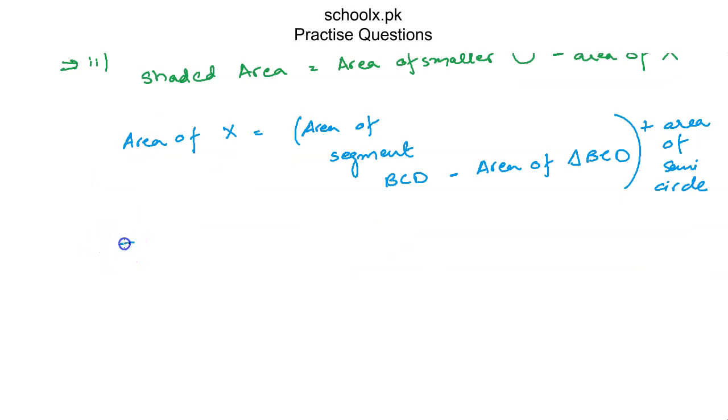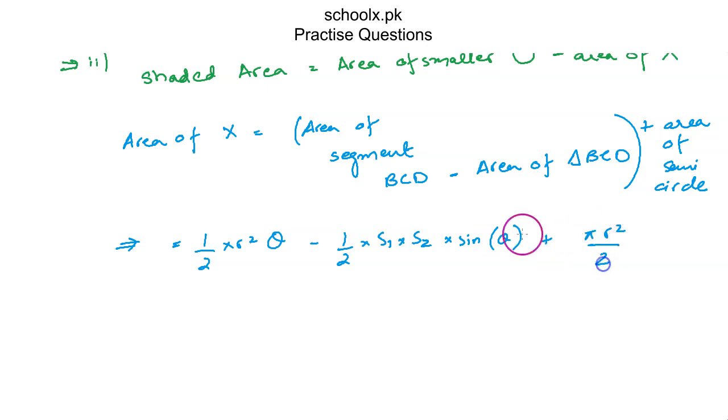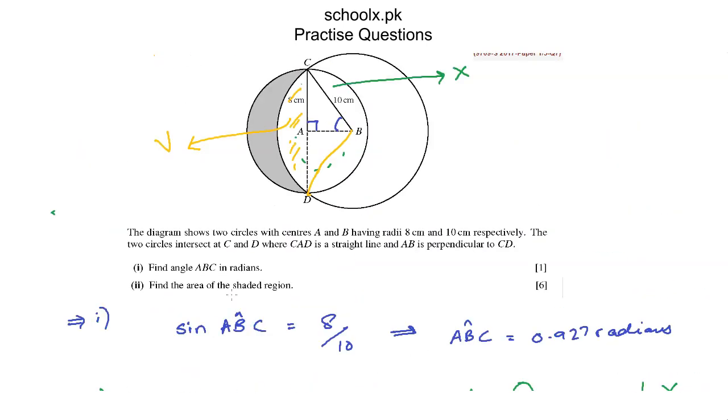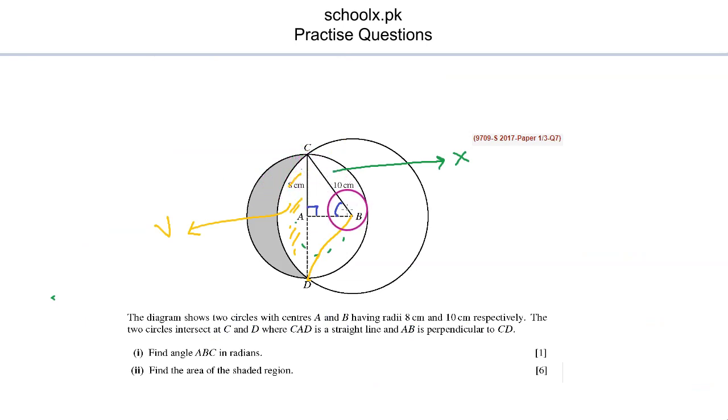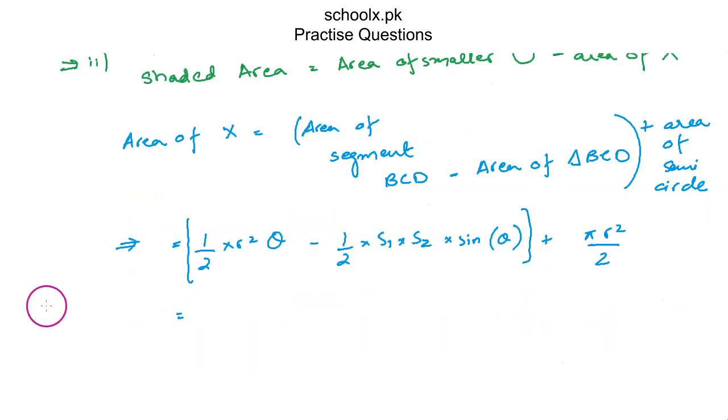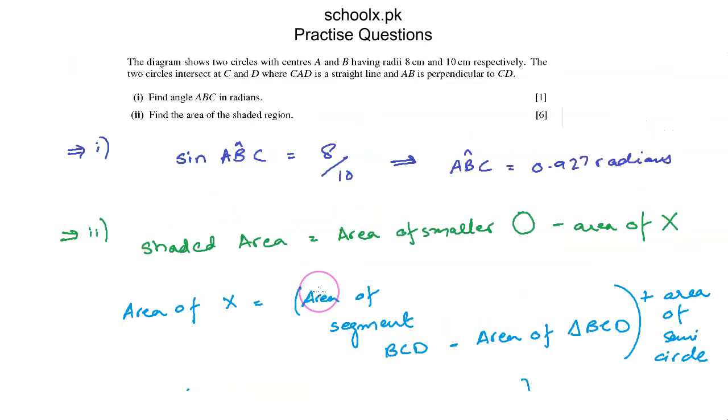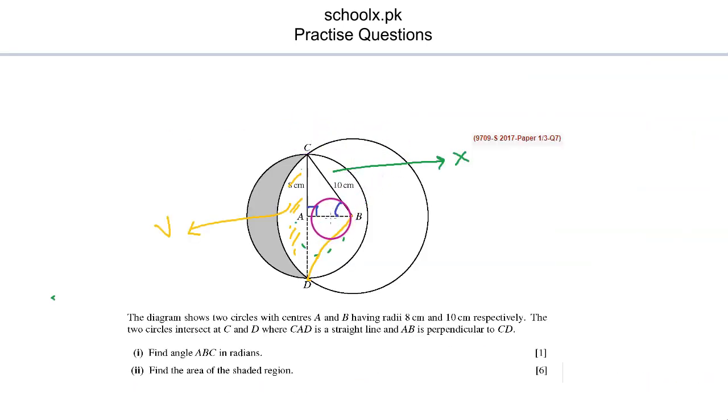So the area of a segment is half r squared theta, right? For the triangle, I'll use the formula half into side 1 into side 2 into sine of the angle between them, plus the area of the semicircle, so pi r squared over 2. For the segment, r is 10, and for the triangle, the sides are also 10. So one by two into 10 into 10 into the angle, which was 0.927 radian. This will also be 0.927 radian because it's an isosceles triangle. This 10 equals this, so this angle will be equal to this, and this 8 will be equal to this 8, right?